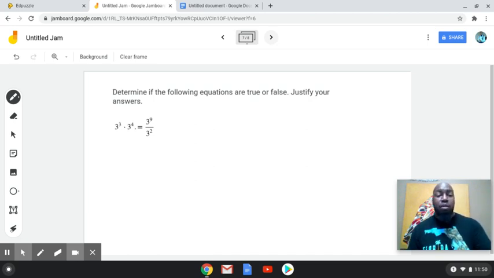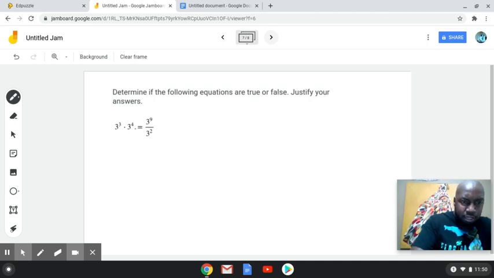And hopefully you know that if you look at the left-hand side, since the base is 3 and both of them have 3's, we're just going to add the exponents. So the left-hand side is 3 to the 7th power. Taking it step by step, we know that the product property states that we add the exponents, so this becomes 3 raised to the 3 plus 4.